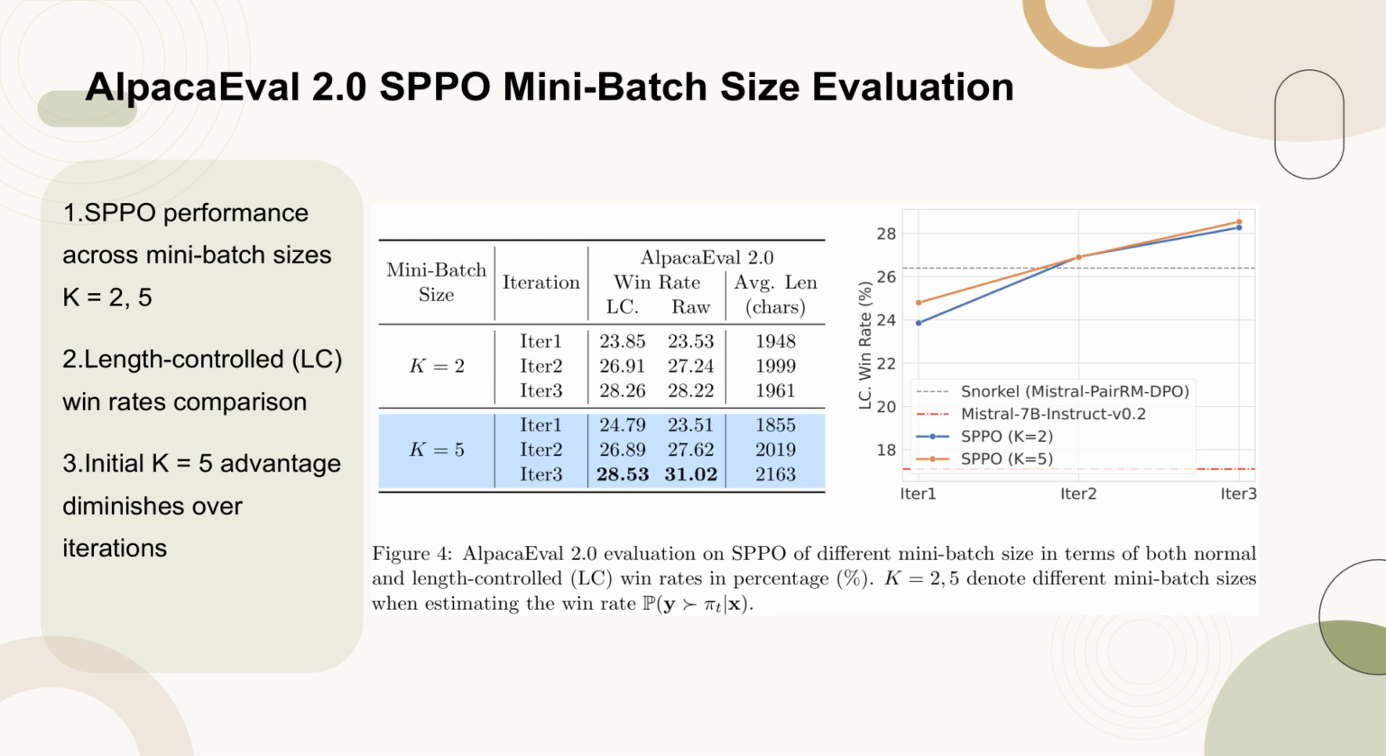Figure 4 presents the evaluation results of Alpaca Eval 2.0 on self-play preference optimization, SPPO, models with different mini-batch sizes, specifically k equals 2 and k equals 5. The evaluation focuses on both normal and length-controlled, LC, win rates, expressed as percentages. The figure illustrates that while k equals 5 initially shows better performance in the first iteration, this advantage decreases in subsequent iterations. Additionally, it highlights that k equals 2 demonstrates a reduced tendency to increase output length, providing insights into the robustness of SPPO models to variations in mini-batch size.